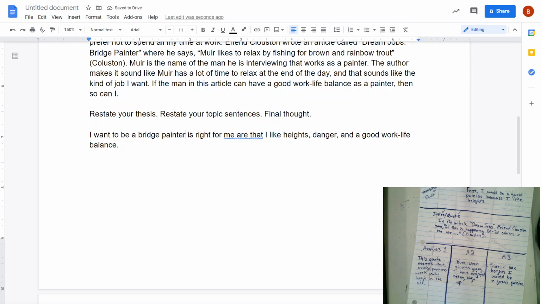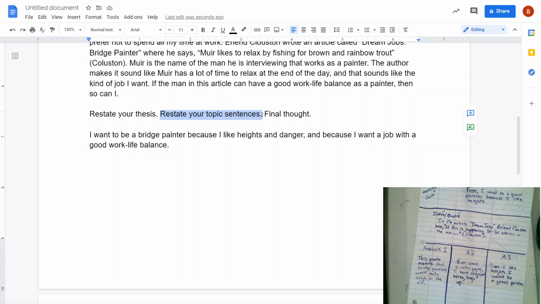because I like heights and danger, and because I want a job with a good work-life balance. Now that's fundamentally different. It reads completely differently than my thesis did originally, and it begins my conclusion paragraph. So restating the thesis, done.